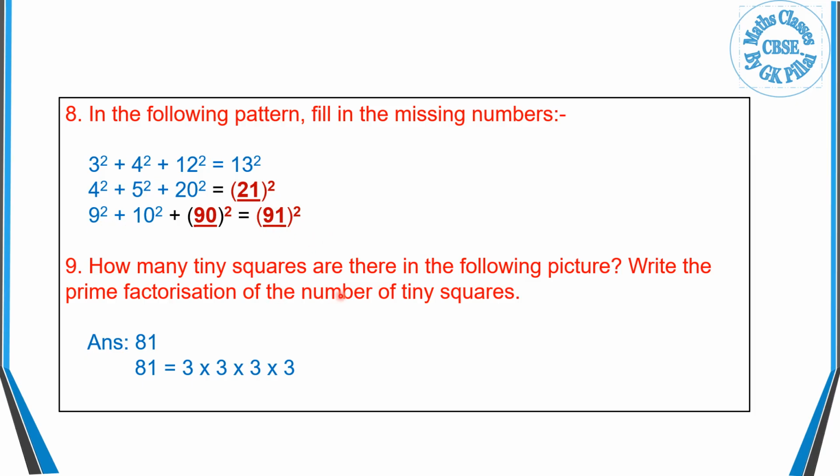How many tiny squares are there in the picture given in the textbook? Write the prime factorization of the number of tiny squares. There are 81 squares, and the prime factorization is 3 into 3 into 3 into 3.